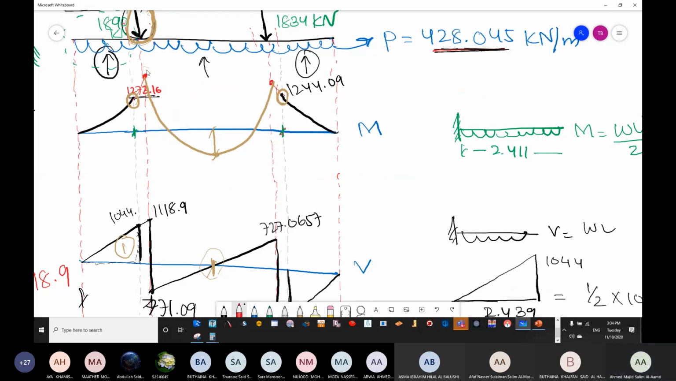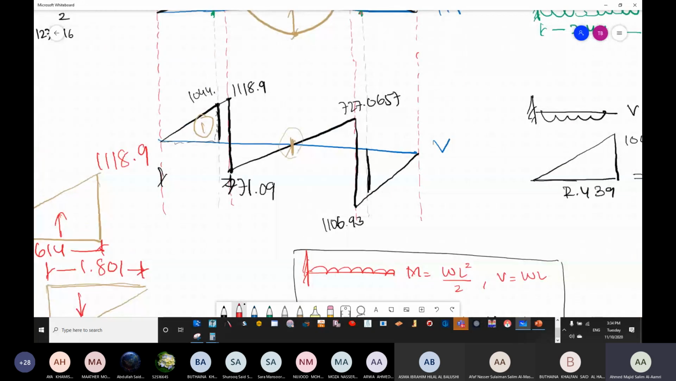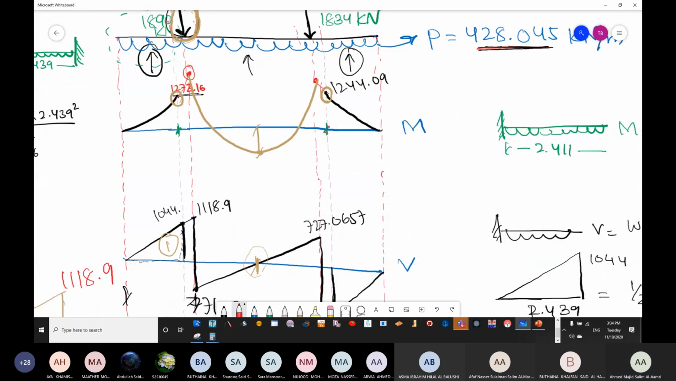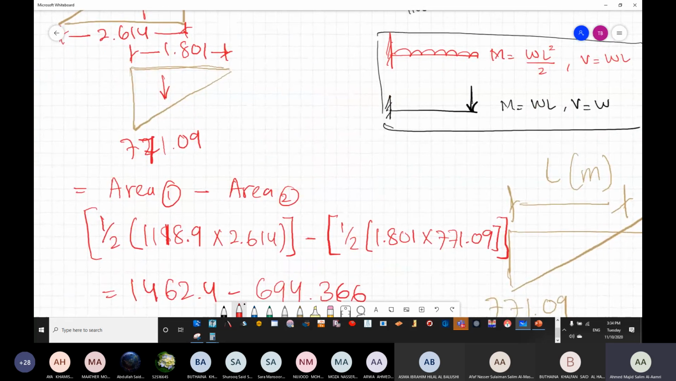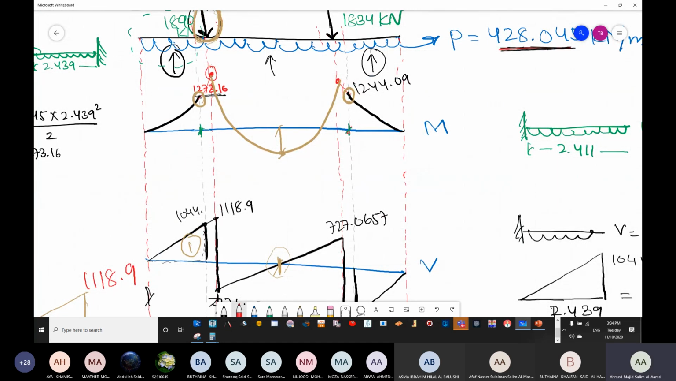See, now this is taken to be positive. The value was taken from the beginning to be positive, 1,118.9. So what we can say is that the bending moment diagram is going to go in this shape, rather than going downwards. If you got a negative sign, then you have it going downwards. If you're having a positive sign, it goes upward.